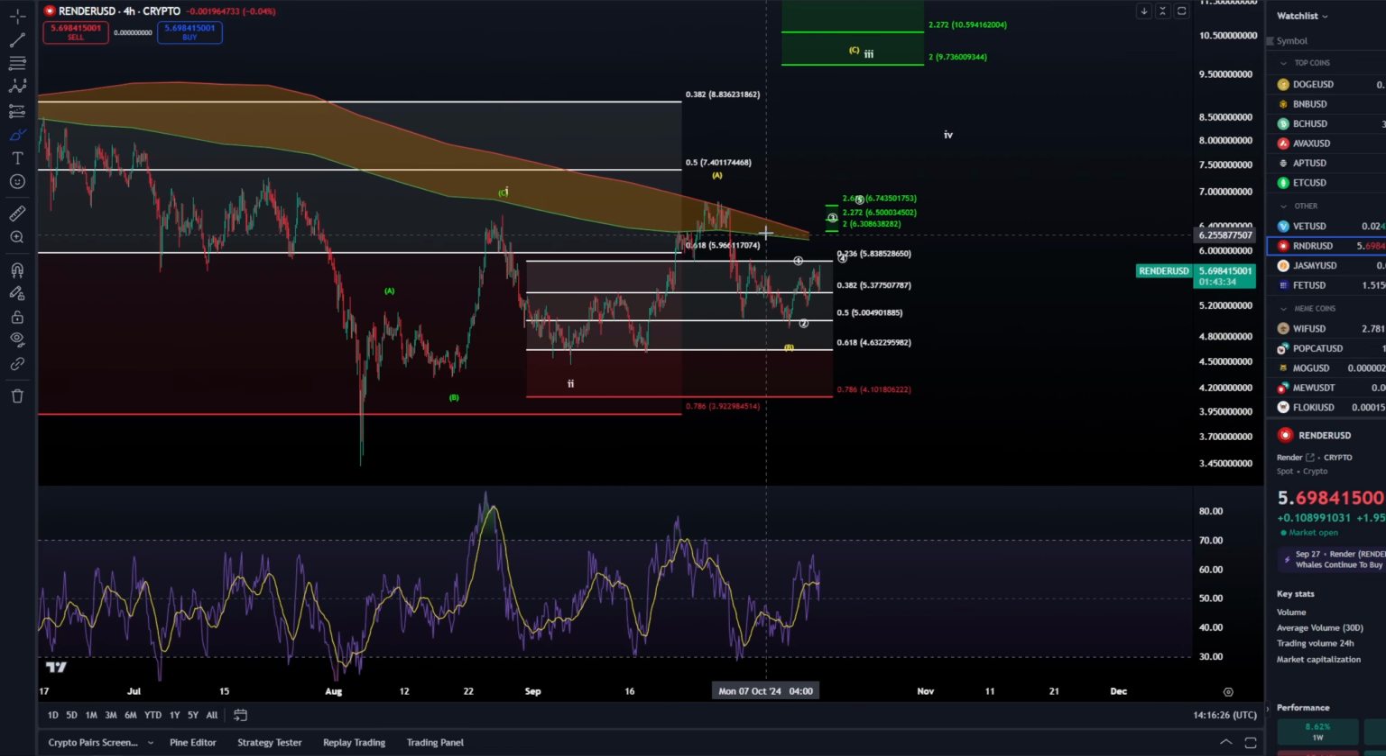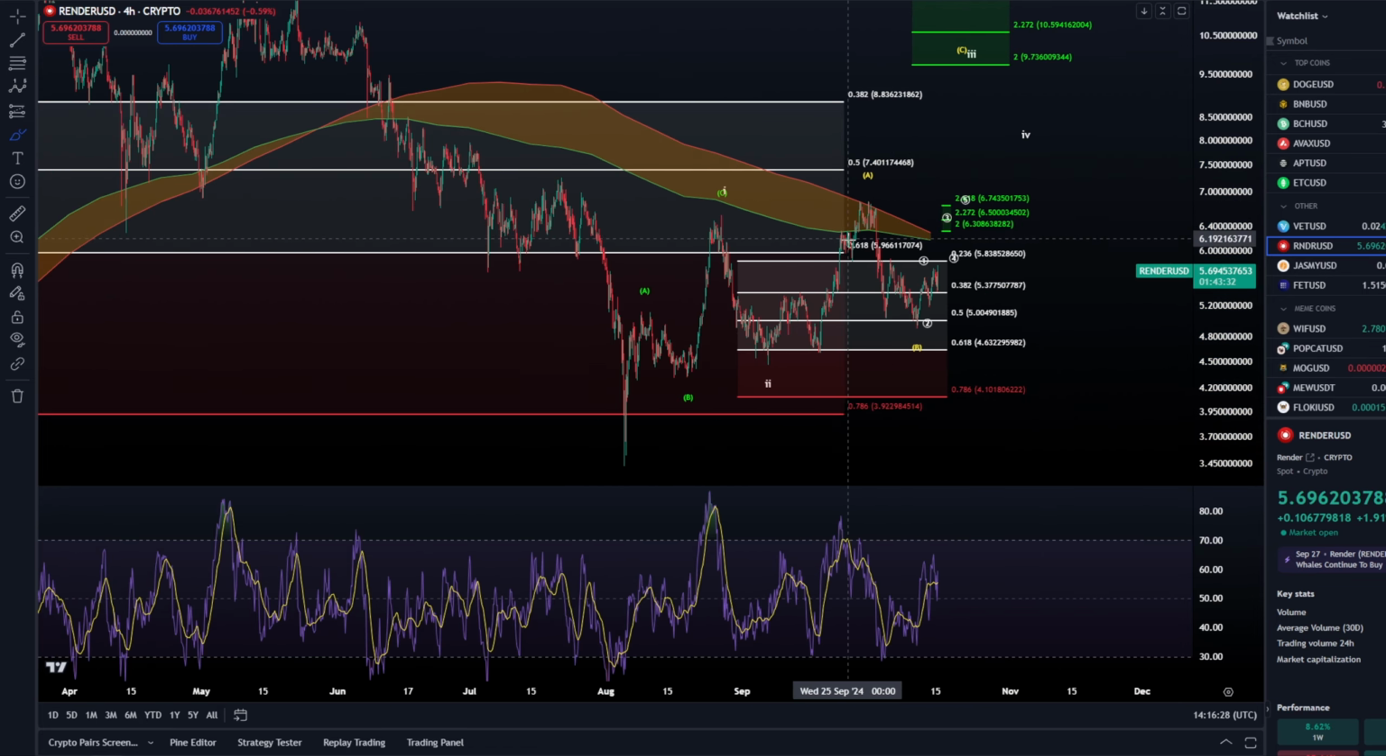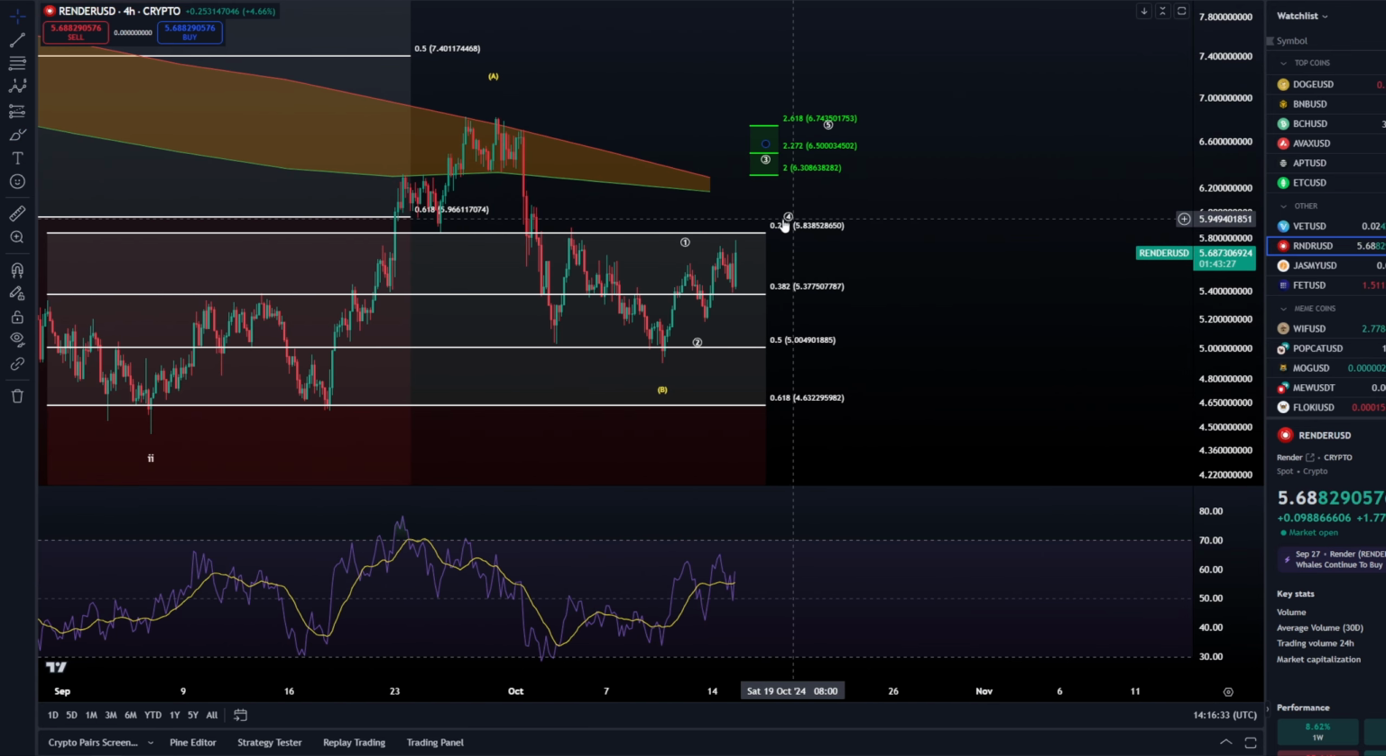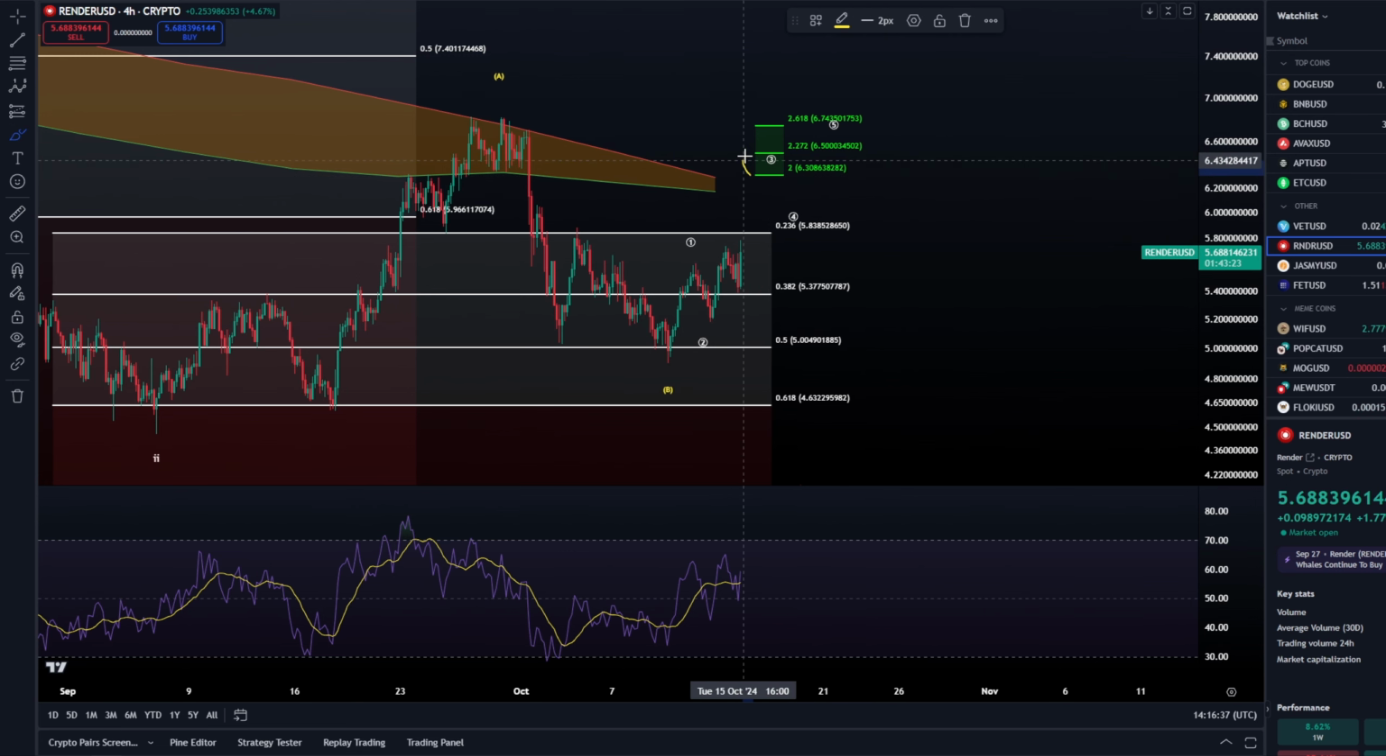And something to keep in mind is that we got rejected by the bull market support bands. So if we want to stay bullish, at least in the short term, we need to get above the bull market support band. And as you can see, the 200% extension right here is exactly at the bull market support band. So this area right here is going to be very important.